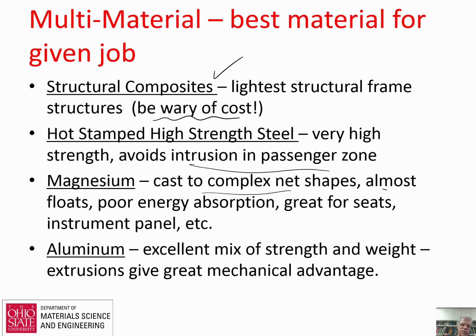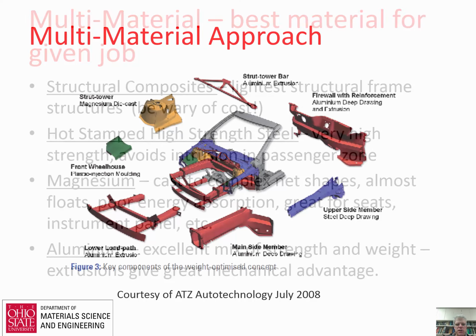It almost floats. It's a little denser than water, but very low density. But it has poor energy absorption. You don't want to use that usually where you're going to be crashed, but it's great for seats, instrument panels, and so forth. Aluminum is a great all-round player. It's about 1/3 the density, about 1/3 the stiffness of steel. So that's how we more or less decide what's going to go where.